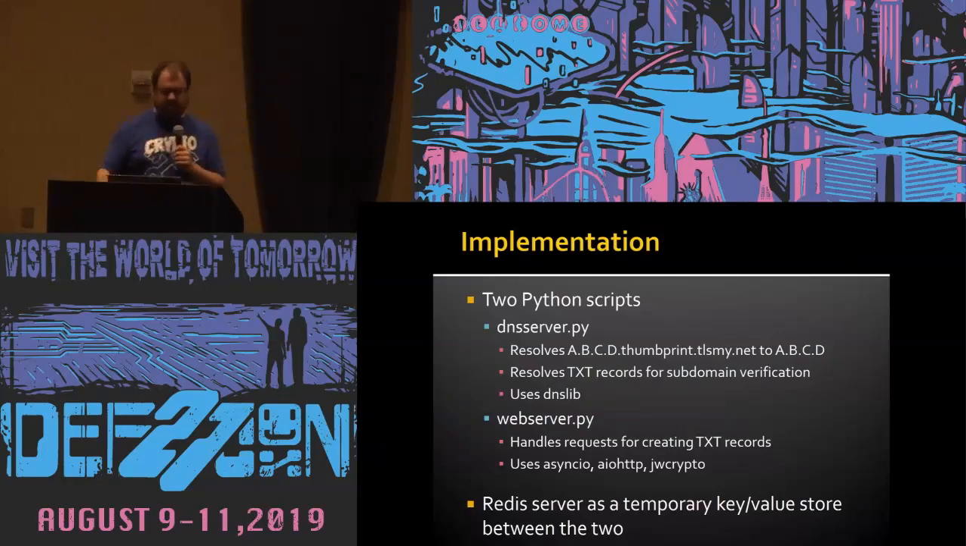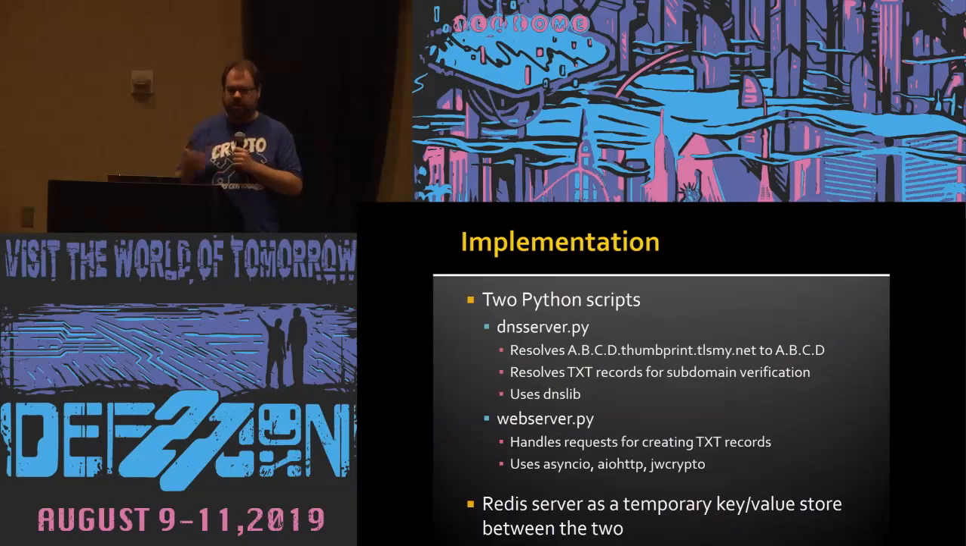It uses this library called DNSlib, which lets you easily create DNS clients and servers using Python. Right now, the server is sort of single-threaded and synchronous, and so there could theoretically be some performance issues, but I am planning on migrating that to Python's async IO fairly shortly. The second half of this system is the web server, which receives these requests for creating these text records to respond to these challenges.